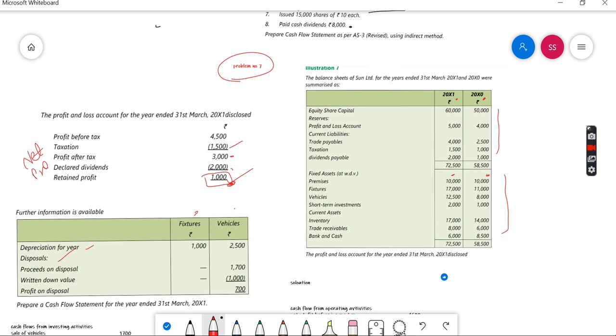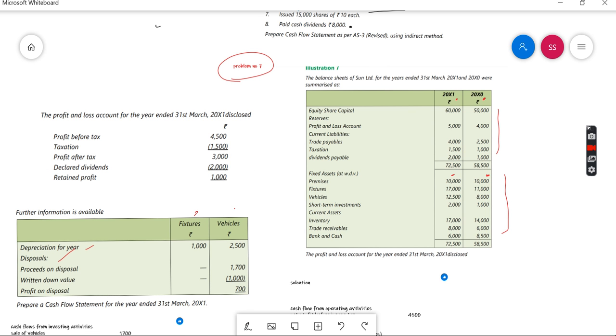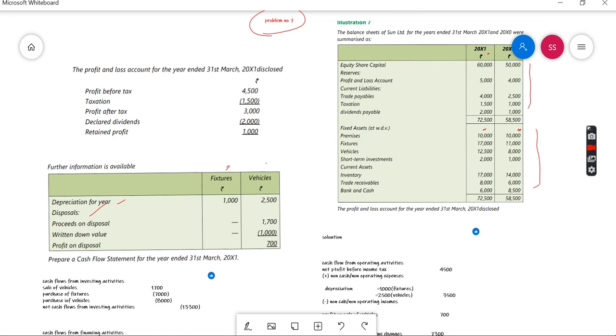Like previously we have discussed, if you're able to find the net profit in the problem, you can solve that by the indirect method, right? Okay, so let's start the solution. So first we need the net profit before income tax. So I think from this we can figure this out. Net profit before income tax, which is 4500, right? So let's take that.